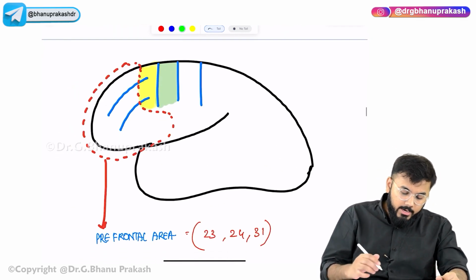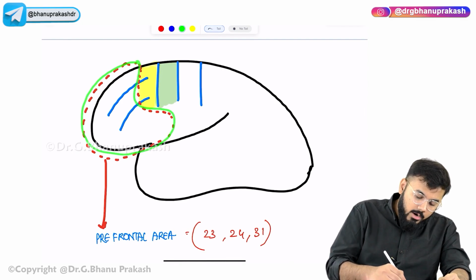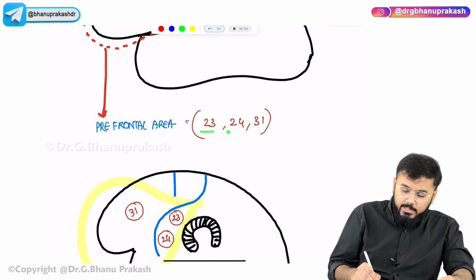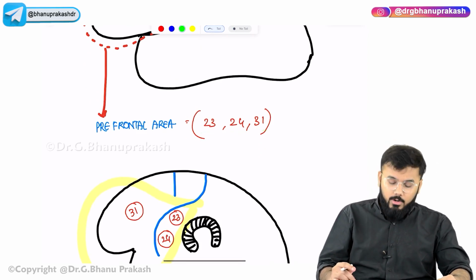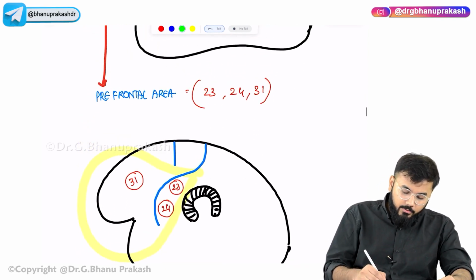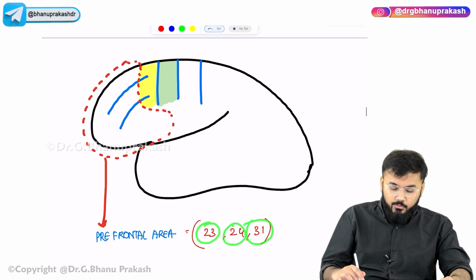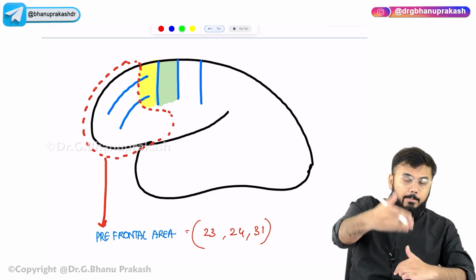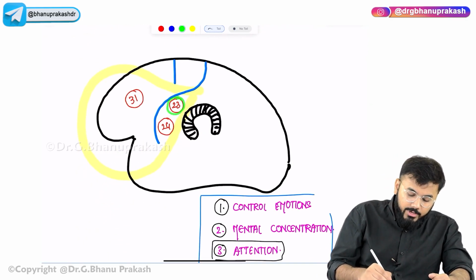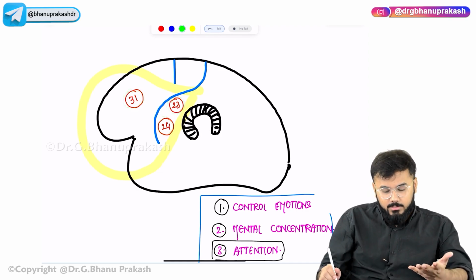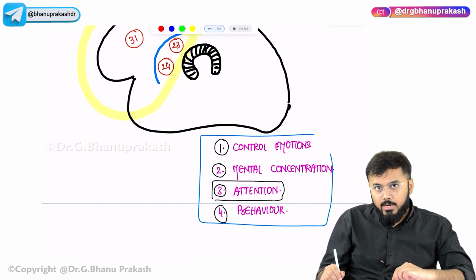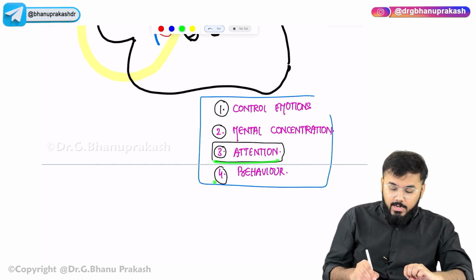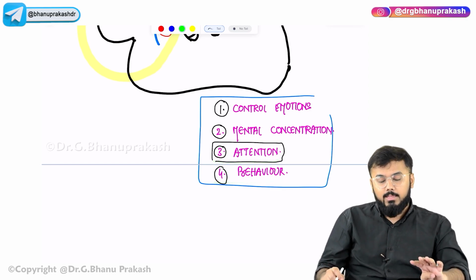Right. The next important thing is, in the frontal region, you have got this particular area that is called the prefrontal area. What is your prefrontal area? Area number 23, 24 and 31 is called your prefrontal area, right? Now if you are going on to the opposite side, which means the medial side, it is 23, 24 and 31. Okay, the same things. Now what is the prefrontal area responsible for? It controls the emotions, mental concentration, attention and behavior. So these are the four important things which you need to know.